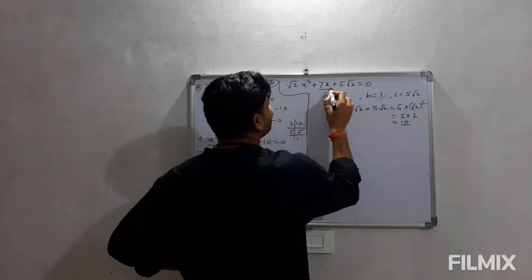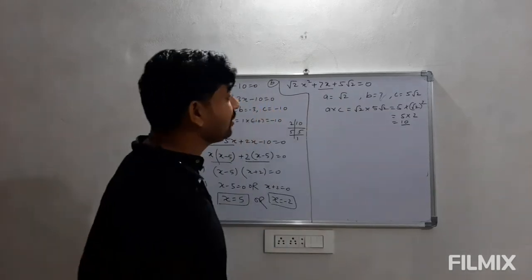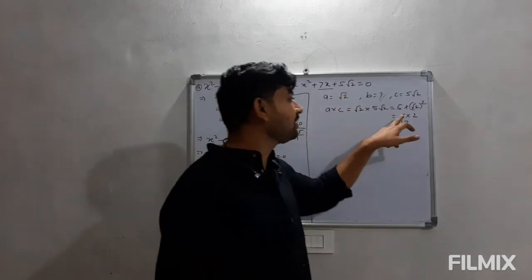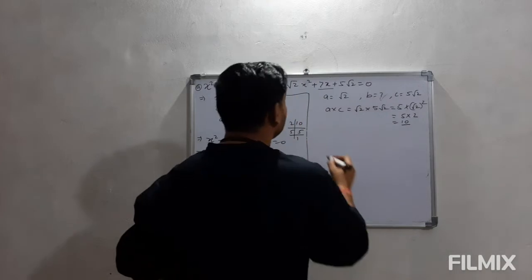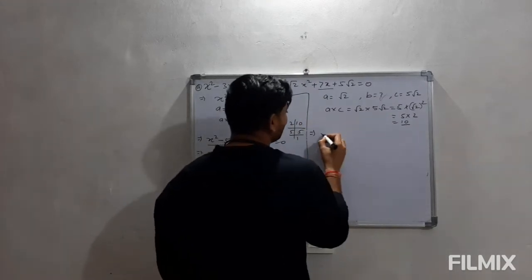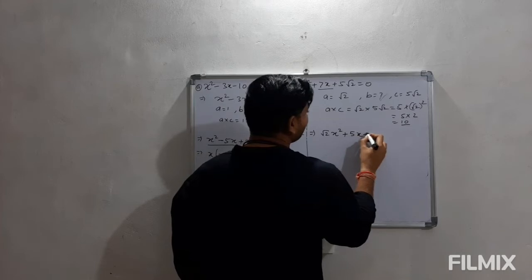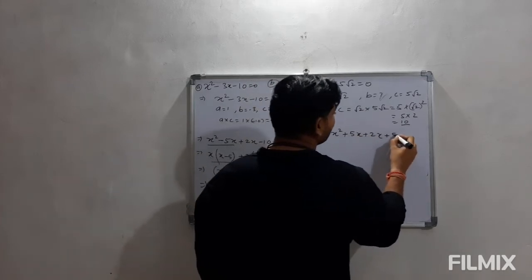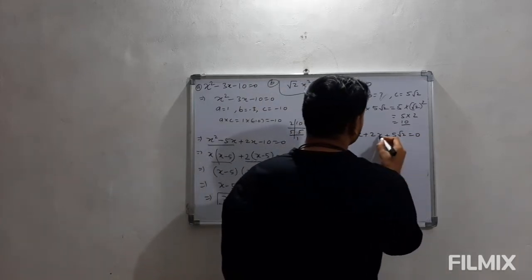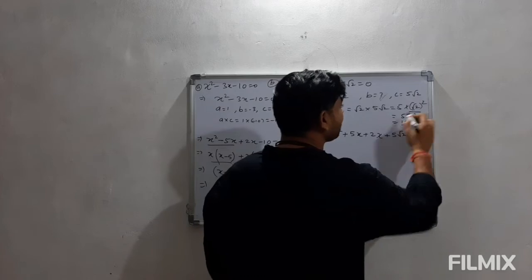And here we need the value, that is 7x. हमको value क्या चाहिए, 7x. So clearly it is 5 plus 2. So we will be using 5 plus 2 in this. So we are getting here 2 root 2x square plus 5x plus 2x plus 5 root 2 is equal to 0.